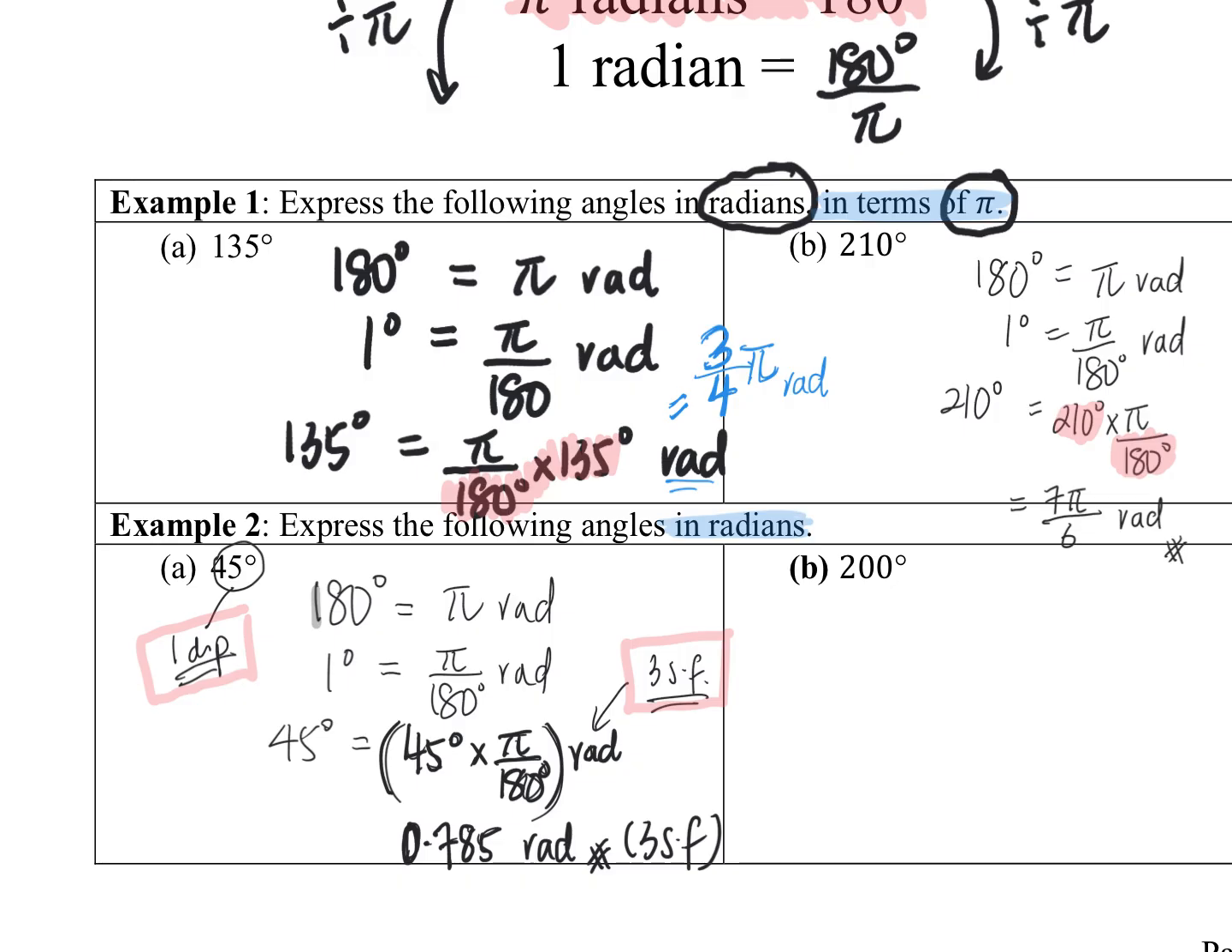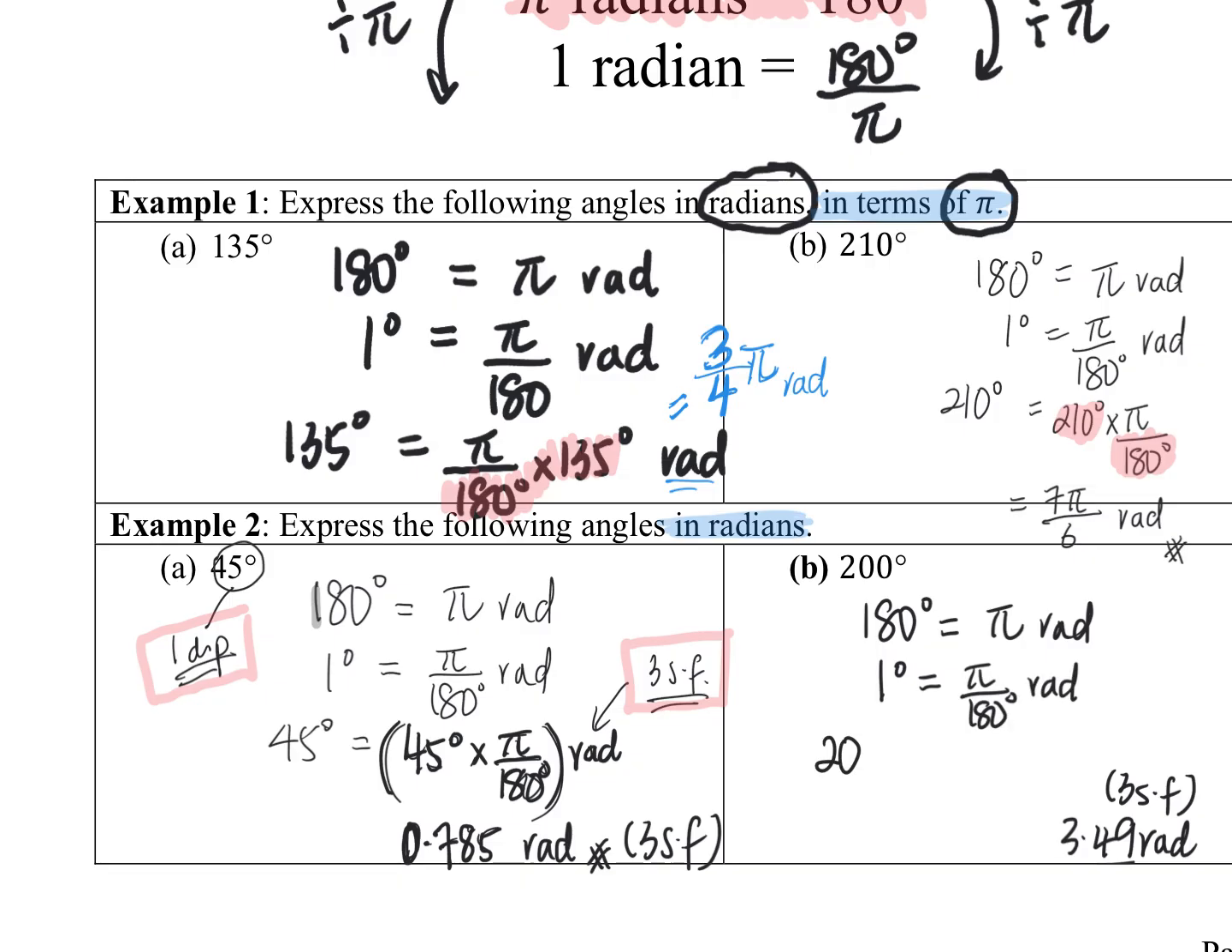Okay, what do you get as your answer? 3.49 RAD. Okay, so again, same step. 180 is pi radians. 1 degree is pi over 180. 200, you times 200. Okay, and then you get your answer as this.